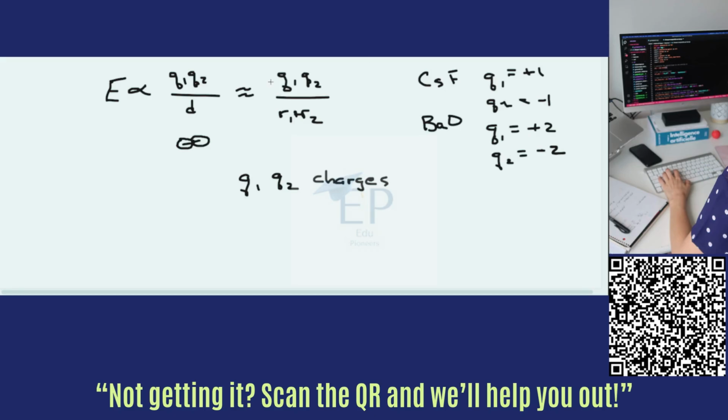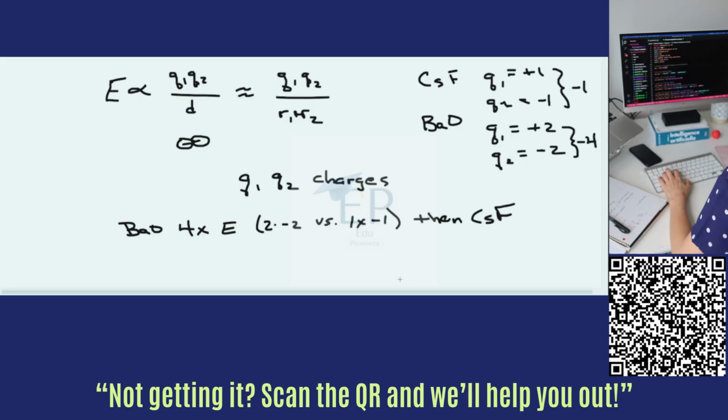Okay, so if we were to look at CsF, Q1 times Q2 is 1 times -1 or -1. Q1 times Q2 for barium oxide is 2 times -2 or -4. So actually, based on charge, BaO is going to have 4 times the energy, right? 2 times -2 versus 1 times -1. Okay, then our cesium fluoride.